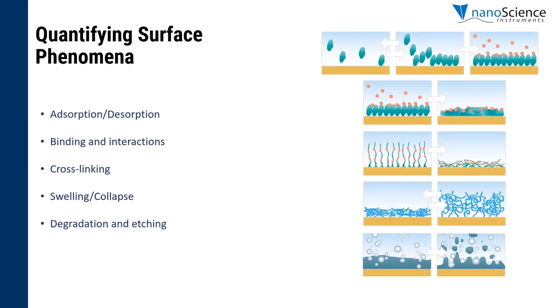There are various surface phenomena that can be studied using QCM-D while they happen. For example, adsorption or desorption of molecules such as proteins, lipids, carbohydrates, and polymers. Binding or interaction of molecules either with the surface or with another molecular layer. Cross-linking within an adsorbed film, swelling and collapse of a film, degradation or etching of the surface.